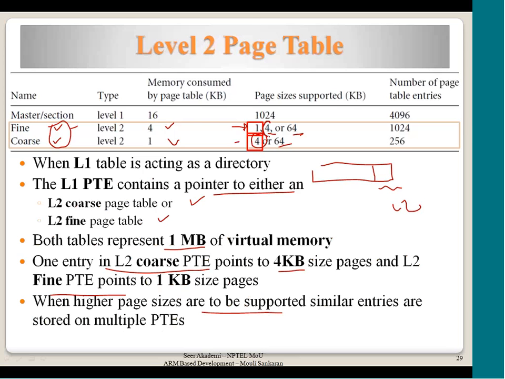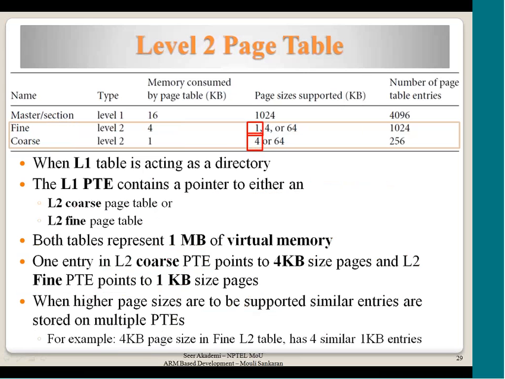So, if you want to have a 4 KB page with write access, write back access, and buffering, then these access permissions can be entered in all 4 page table entries, and all of them will have the same access permission. So, that is what we are saying, we can do that. An example: a 4 KB page size in the fine L2 table has 4 similar 1 KB entries. Similarly, for 64 KB it will have 64 similar entries.